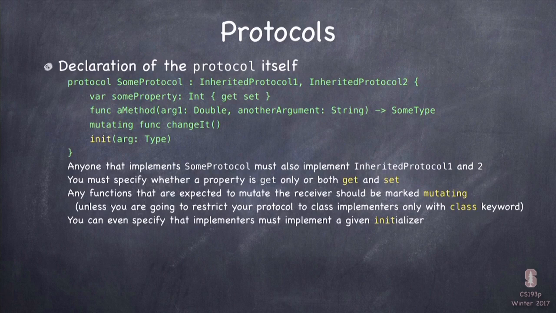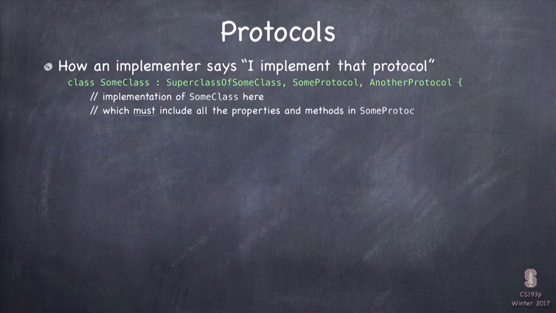You can also specify initializers in your protocol. You're basically saying anyone who wants to implement this SomeProtocol has to be able to be initialized with these arguments. All right? If you do that, by the way, and you're a class, okay, then you have to mark the initializer required. I'll show you that in a second.